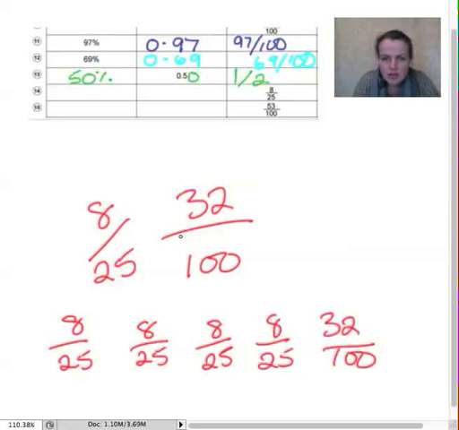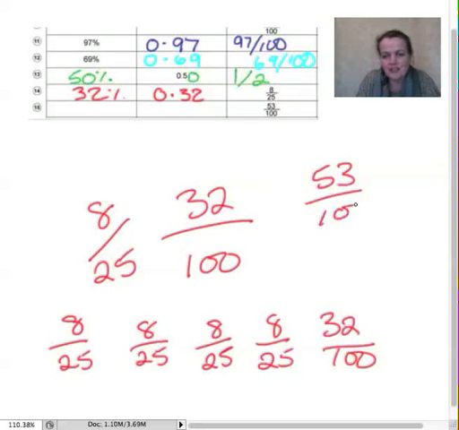So that makes 32. Now we've got 32 out of 100. That's easy. So it's 0.32, and then that's 32%. Ta-ra! This is 53%. Sorry, 53 out of 100, which is indeed 53%. My mouth got there before my brain did, which is 0.53.